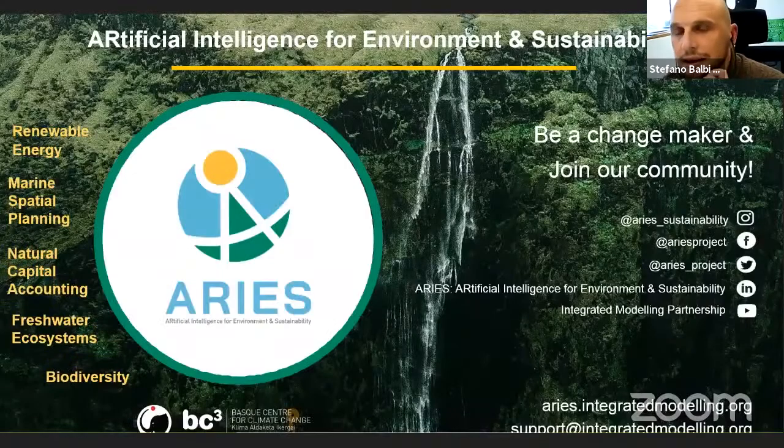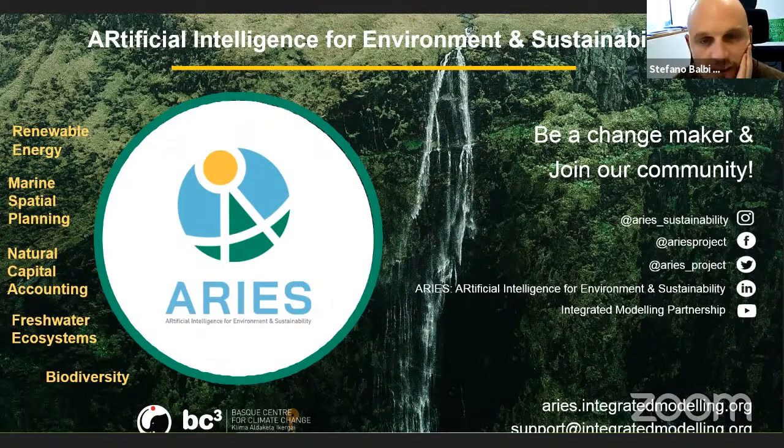So, as I was saying in the beginning, ARIES stands for Artificial Intelligence for Ecosystem Services. Used to mean ecosystem services. Now we are rebranding ourselves because we have understood that everything that we are doing is much more than ecosystem services. So we are also doing renewable energy, marine spatial planning, natural capital accounting, freshwater ecosystems, and biodiversity. So the new acronym is Artificial Intelligence for Environment and Sustainability.